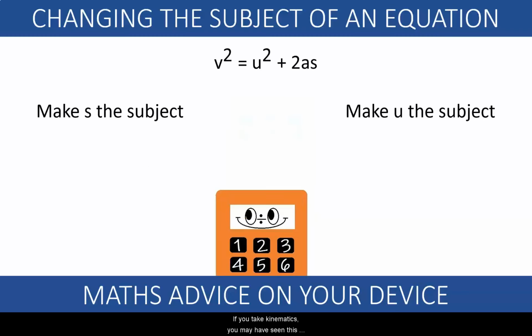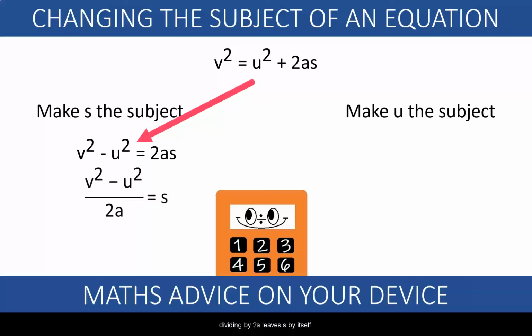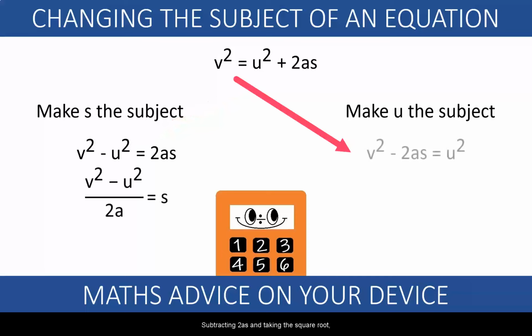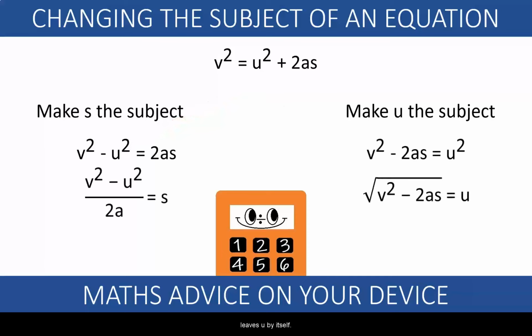If you take physics, you may have seen this formula. Make s and make u the subject. Moving u squared to the left and dividing by 2a leaves s by itself. Subtracting 2as and taking the square root leaves u by itself.